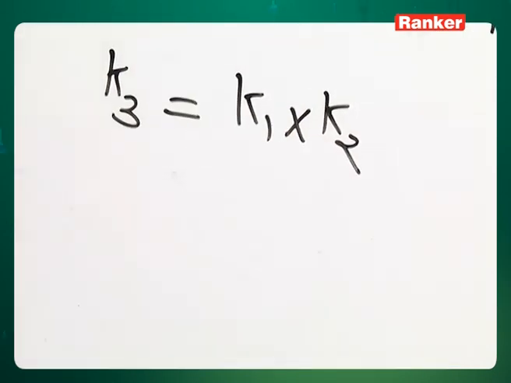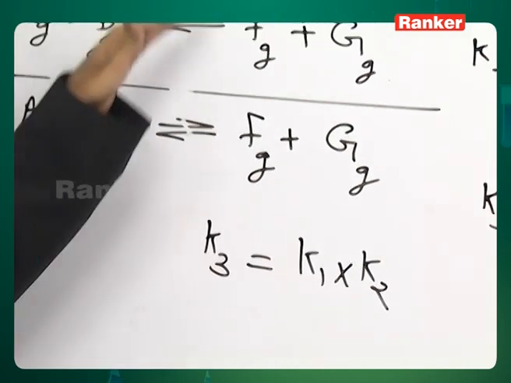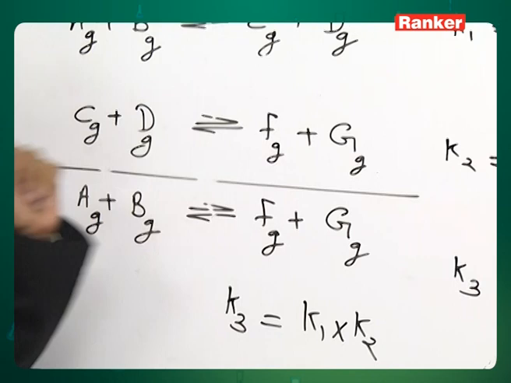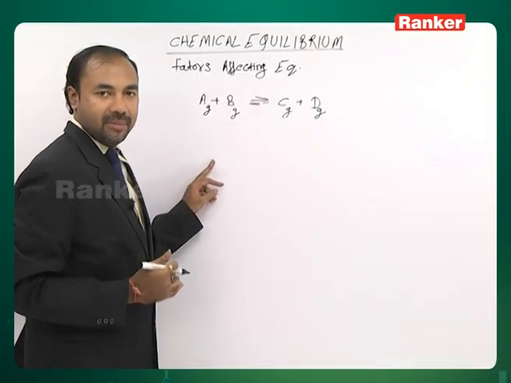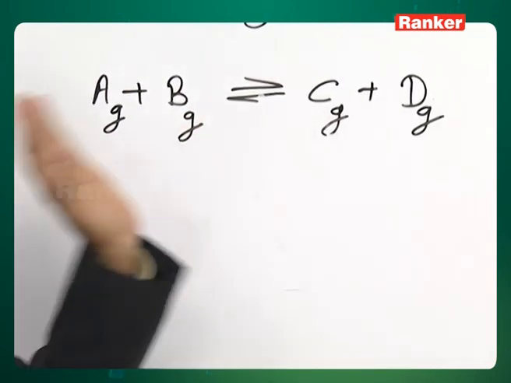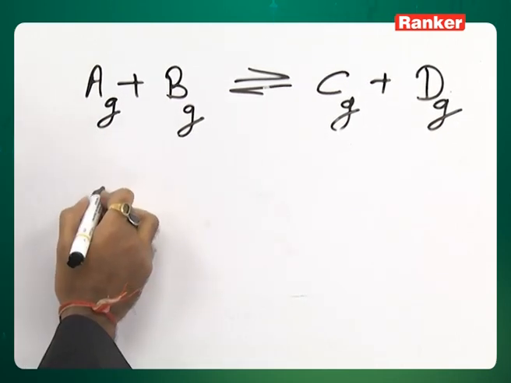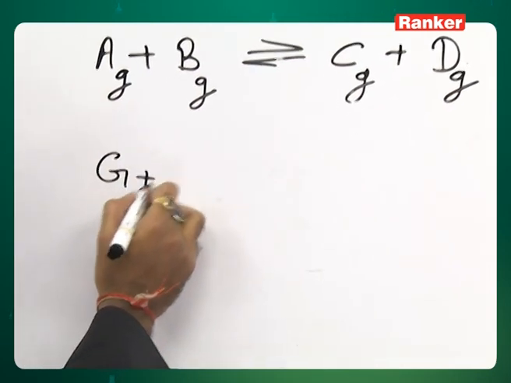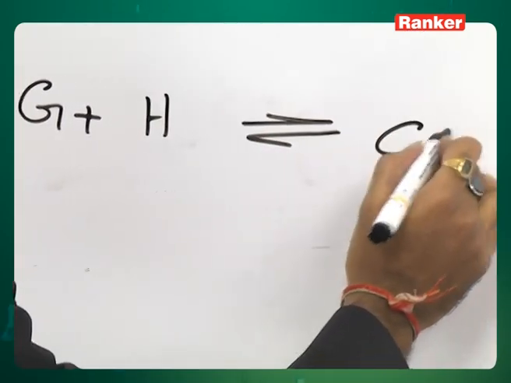Similarly, suppose we are getting a third equilibrium by subtracting two equilibria from each other. Example, I will show you. We have one equilibrium A plus B in equilibrium with C plus D. This equilibrium we have got. Another equilibrium we write here, which is somewhat like this, G plus H in equilibrium with C plus D.